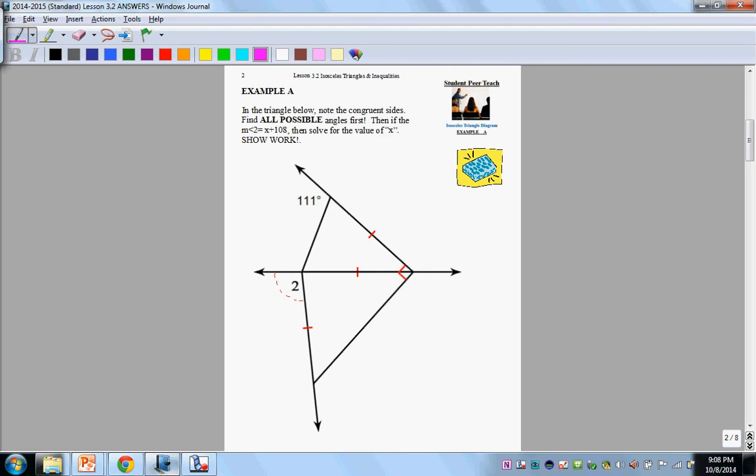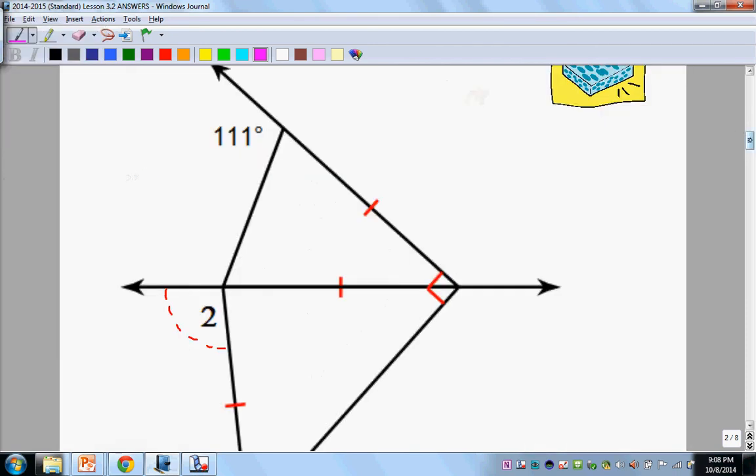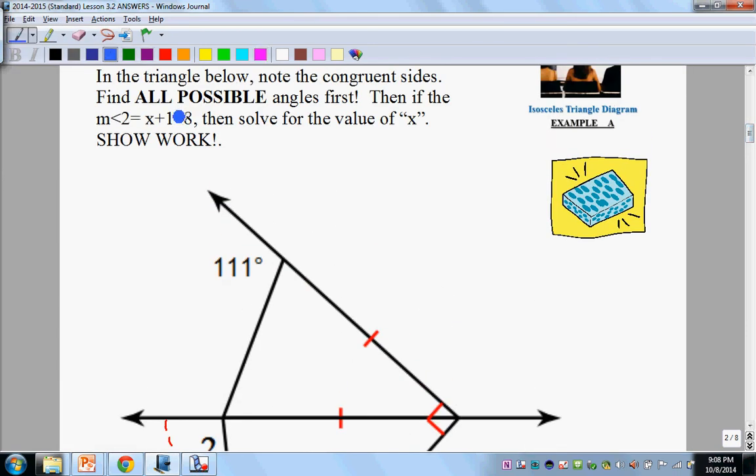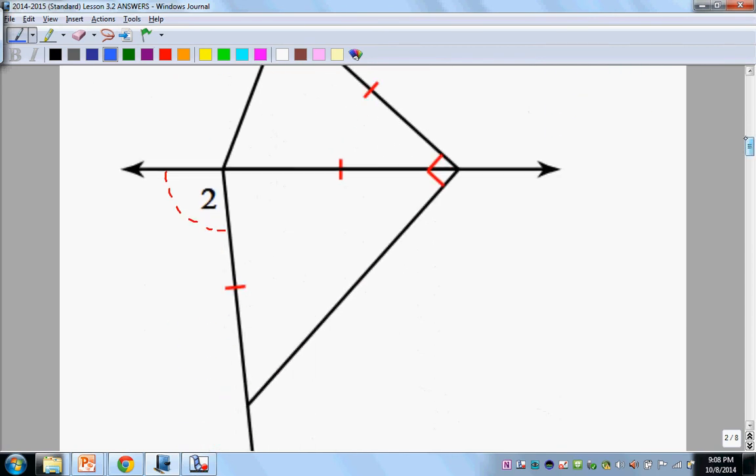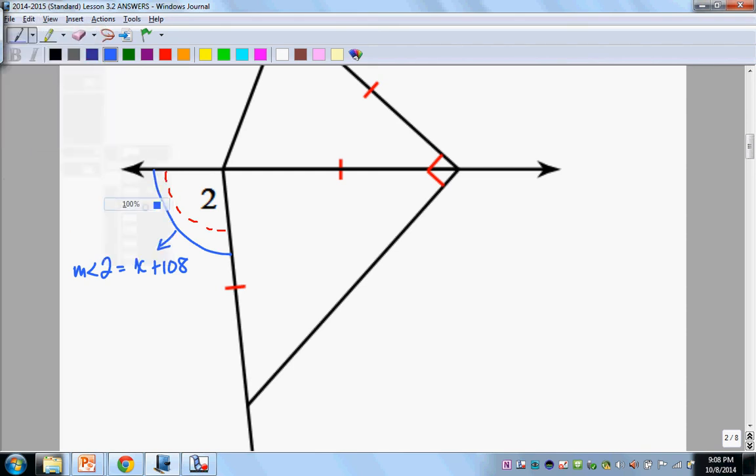Taking a look at this diagram, your goal is to find all angles possible and then find the value of x, knowing that the measure of angle 2 is x plus 108. So you want to start by writing that in, that the measure of angle 2 is x plus 108. So your ultimate goal is to find x, as well as every angle in the diagram.